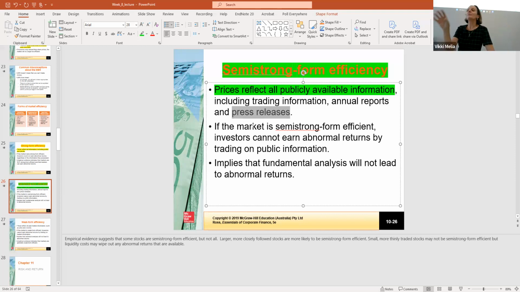So our capital market in Australia, we would argue that it's more like semi-strong form efficient. We have a lot of investors that analyse all this publicly available information. Our assets are normally fairly priced, but the prices only reflect the publicly available information.